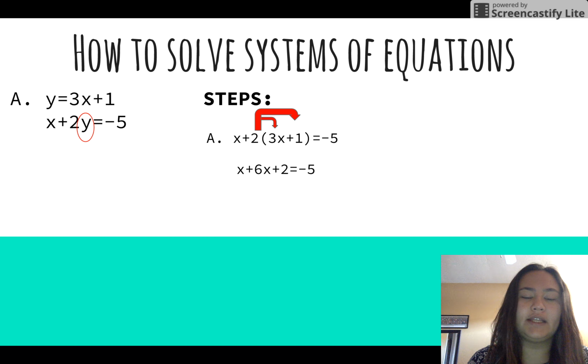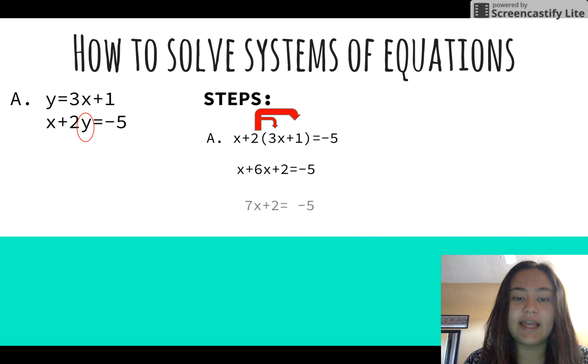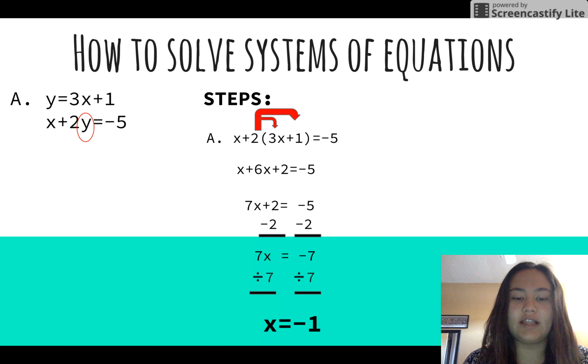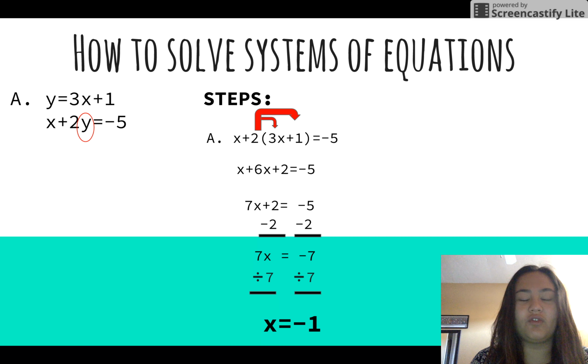Now we're going to combine like terms, which is the 6x and the x, and that's going to make 7x plus 2 equals negative 5. Now we're going to isolate the variable, so we're going to subtract 2 from both sides, and that's going to leave us with 7x equals negative 7. Now we're going to isolate the variable by dividing by 7 on both sides, and that is going to leave us with x equals negative 1.